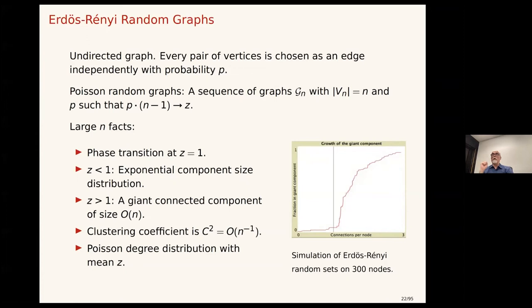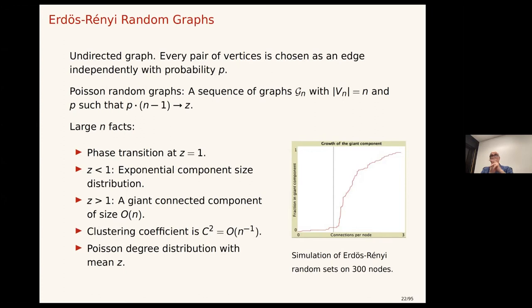Now what's really cool is that if z is greater than one, we get a different picture. A continent emerges out of the sea. We get what is called a giant connected component. The giant connected component grows at rate n, not log n, but at rate n as n gets large, okay? Now, when z is very near one, the fraction of nodes that are part of the continent is very, very small, okay? When z is very large, of course, the fraction becomes much larger.